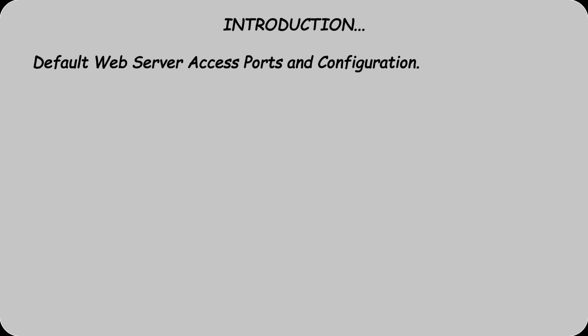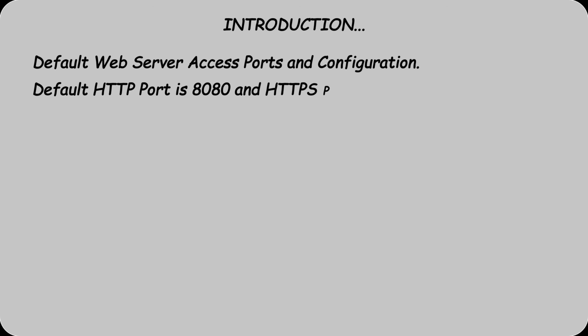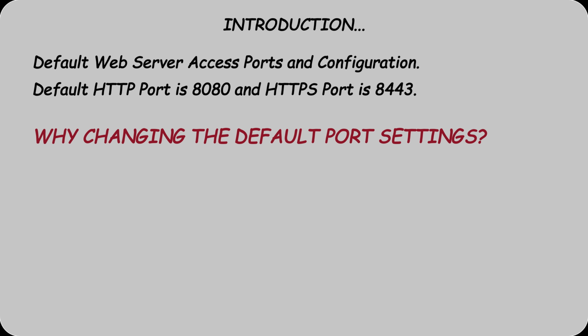By default, the UniFi network application uses HTTP port 8080 and HTTPS port 8443 for web management server access and communication. These ports allow network administrators to connect to the UniFi network application and manage network devices through a web browser. So, why do we need to change these default port numbers?